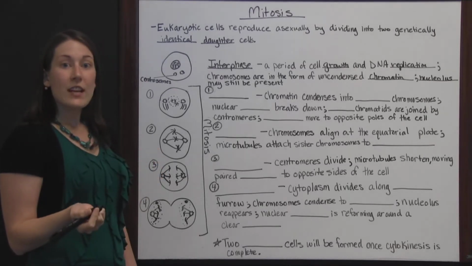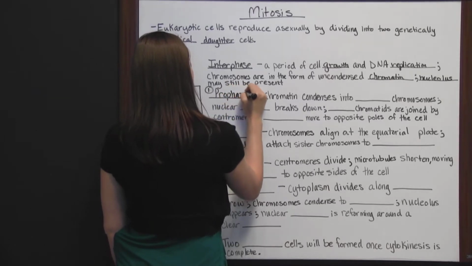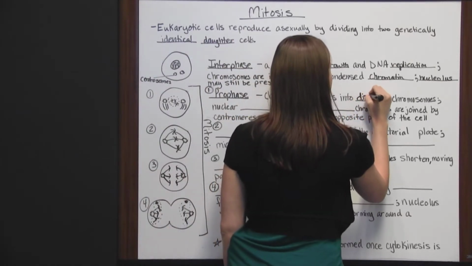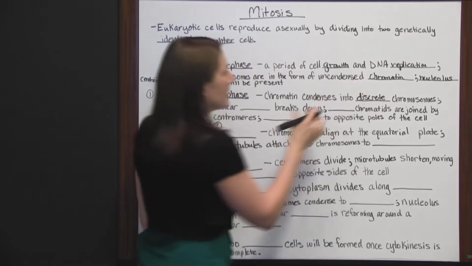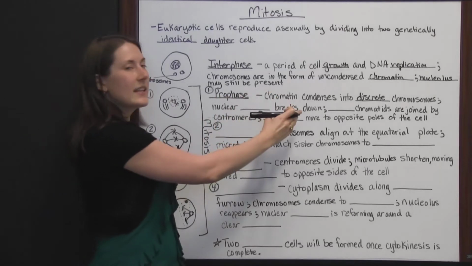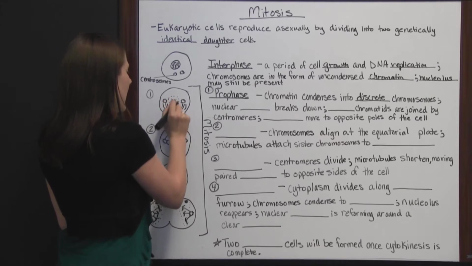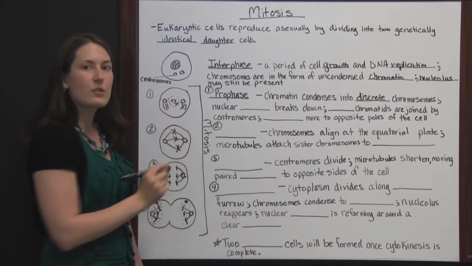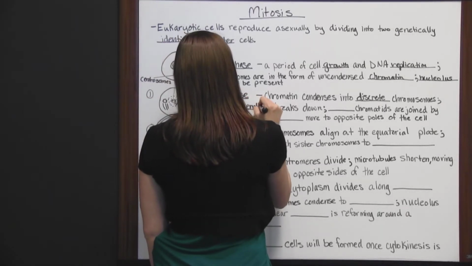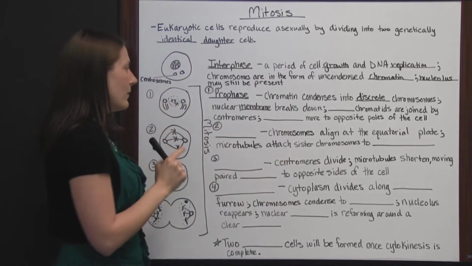Okay, first stage of mitosis is going to be prophase. In prophase, the chromatin condenses into discrete chromosomes. So remember, we had uncondensed chromatin that the DNA had been turned into. In prophase, it condenses into discrete chromosomes. So instead of a bunch of DNA squiggled up, you've got discrete chromosomes that kind of look like little squiggly X's. The nuclear membrane breaks down. So where we had a complete nuclear membrane here, it starts to break down a little bit.